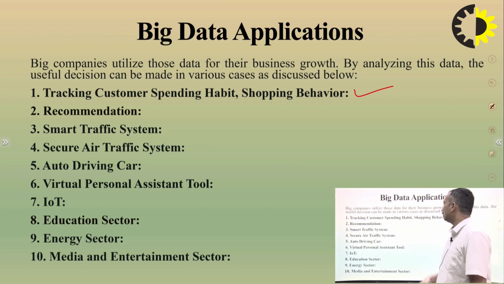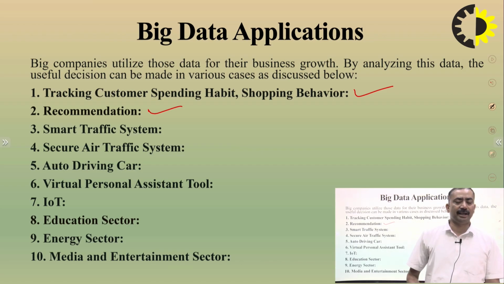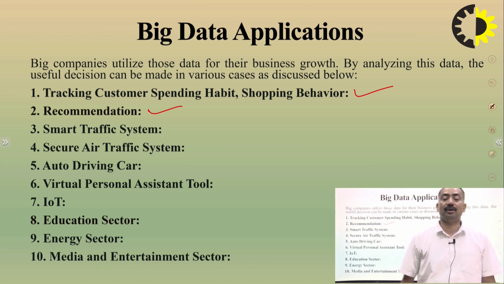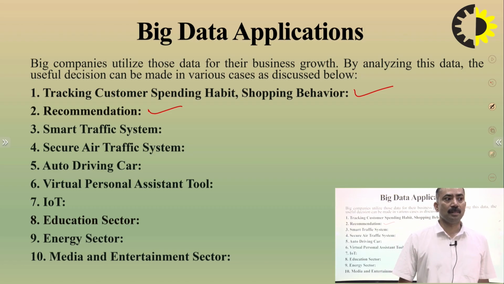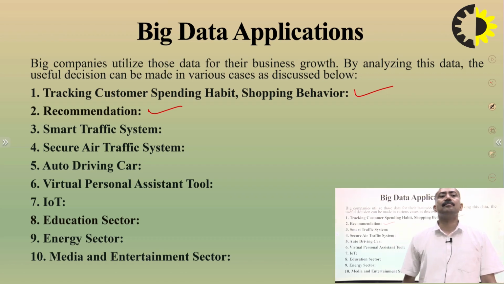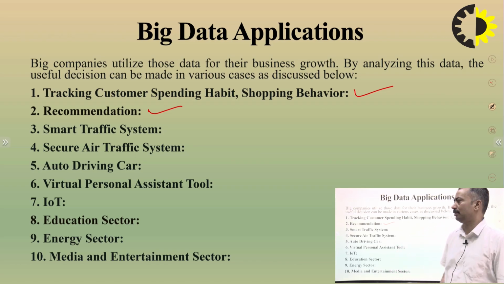The second application of big data is recommendation. By tracking customer spending habits and shopping behaviors, big retail stores provide recommendations to the customer, as we already discussed. E-commerce sites like Amazon, Walmart, and Flipkart give product recommendations. They track what products a customer is searching. Based on that data, they recommend the type of product to the customer. So we have recommendations.